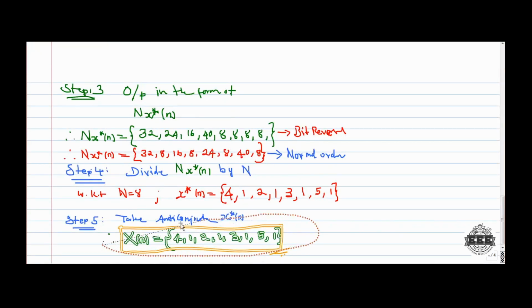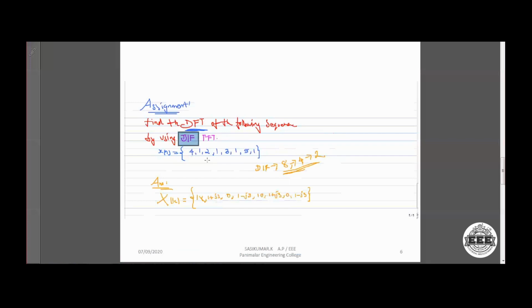X of n is equal to 4, 1, 2, 1, 3, 1, 5, 1. Okay, so you can see here, this is the given sum from your previous class, the assignment sum. This is the given sum from the previous class.